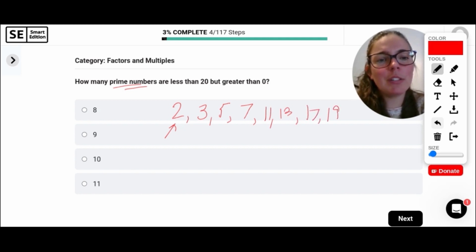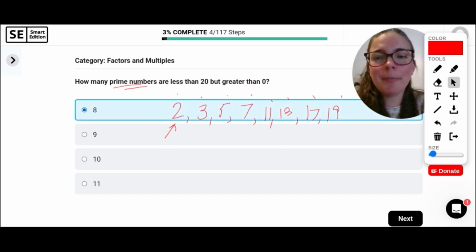So we want less than 20, so that's it. Those are the only ones. So we have 1, 2, 3, 4, 5, 6, 7, 8 prime numbers that are greater than 0 and less than 20.